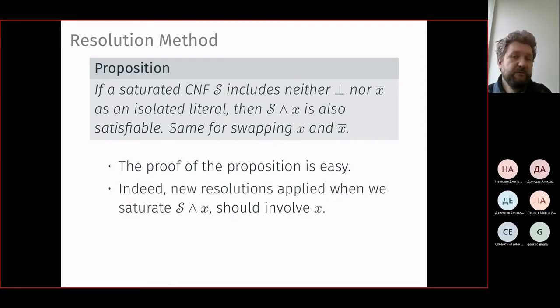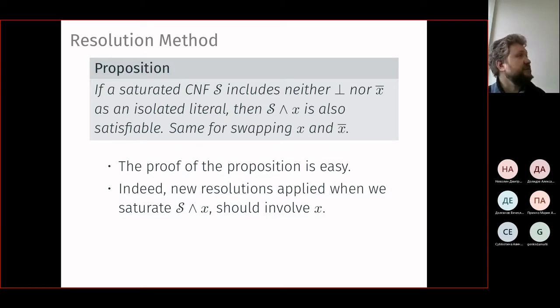So how to prove this? Well, it's easy. Suppose it does not include not x as an isolated variable, and we have to show that applying new resolutions will not give us a contradiction. Indeed, the new resolutions should involve this x that we added. Otherwise, they could have been applied before, because this is the only new element which we added.